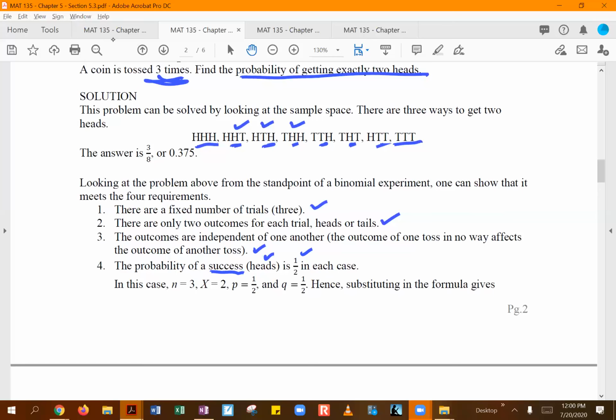So you are talking about tossing the coin 3 times, so that's n equals 3. We are talking about x as being 2 because we want exactly 2 heads, so that's x equals 2. We know the probability of getting a head is 1/2, which means the probability of not getting a head would also be 1/2, which of course in this case would mean the probability of getting a tail. So you've got your n, x, p, and q value.